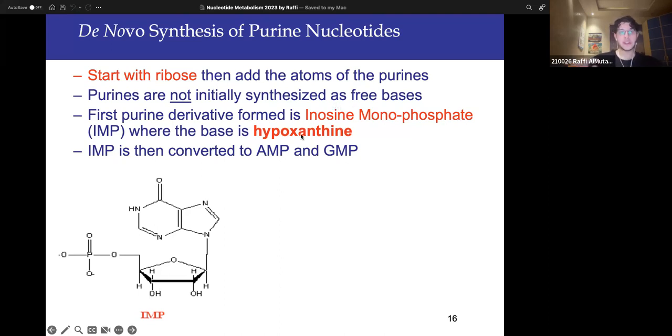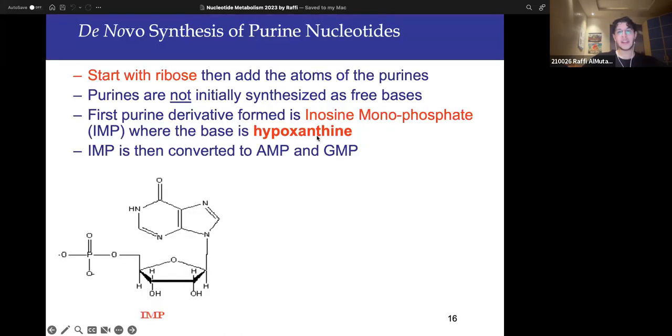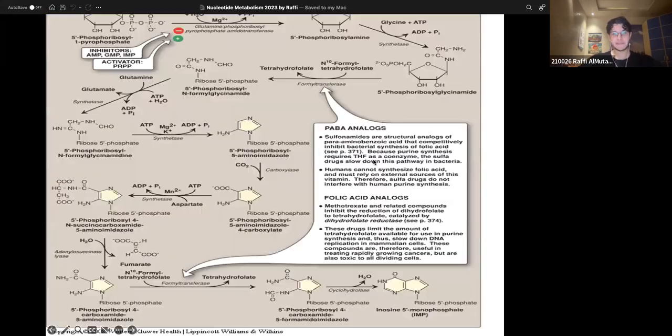Now, the first purine derivative, so after these 11 steps over here, we make this molecule called inosine monophosphate, which has the base of hypoxanthine. Now, this is the parent nucleotide. So I just want you to remember that IMP is the parent purine. The end product of purine synthesis should be AMP and GMP, because we will convert this IMP that we make into AMP and GMP. Right? So IMP is the parent, and AMP and GMP are the children, the end products.